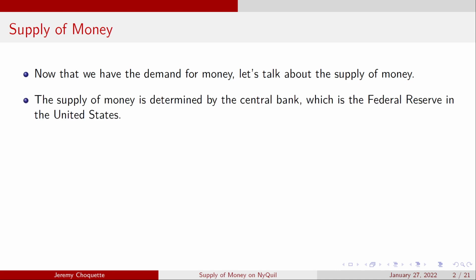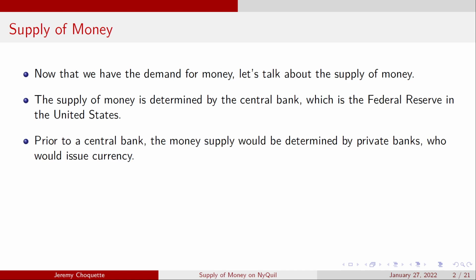Now, the money supply is determined by a central bank. In the United States, it's the Federal Reserve Bank of the United States, which we've talked about a little bit so far in this course. Prior to a central bank, the money supply would be determined by private banks who would issue their own currency. So if you banked with some regional bank and trust, they would issue money in their currency. But now the Federal Reserve issues the money. They determine the money supply. So we just get U.S. dollars everywhere we go, and every bank will accept U.S. dollars as legal tender.